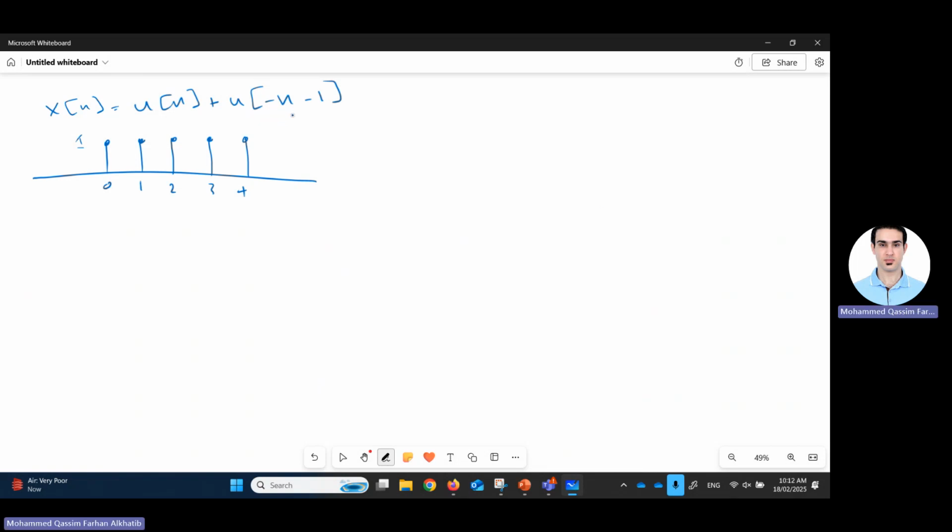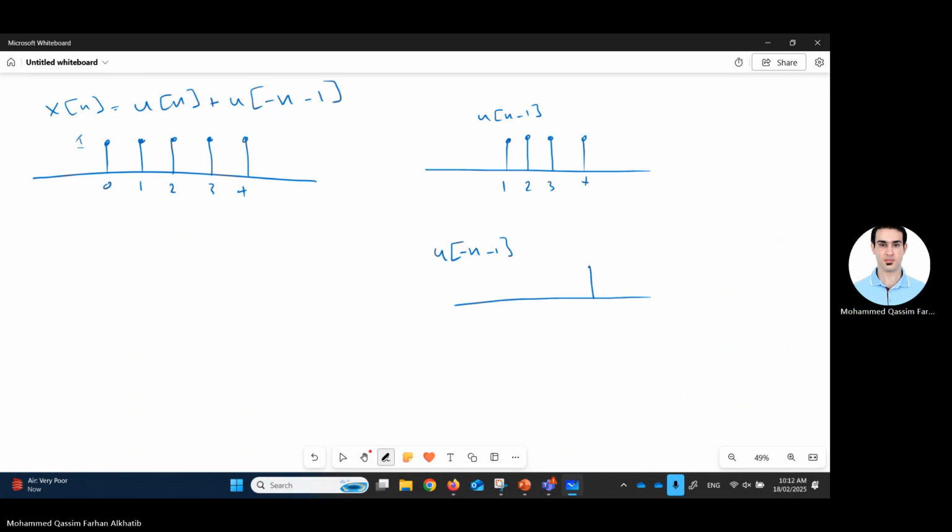How to do it? What do we do first? Shift to the right. Okay, so shift to the right by 1. So 1, 2, 3, 4, that's u of n minus 1. Then to get u of negative n minus 1, it's going to be from -1. So now that's time reversal: -2, -3, -4, and so on. That's 0, 1, and 2. Okay.